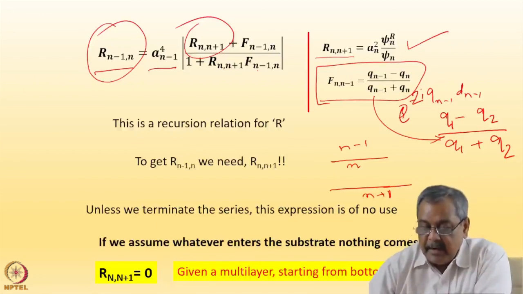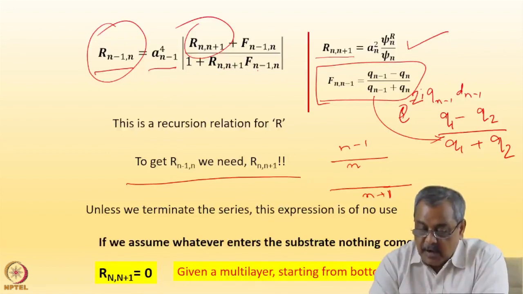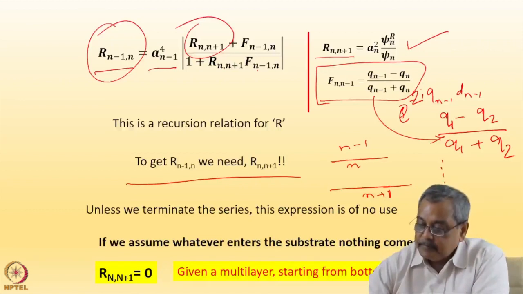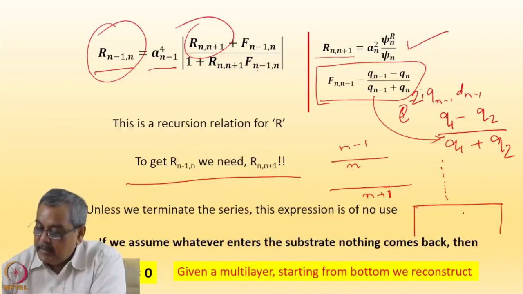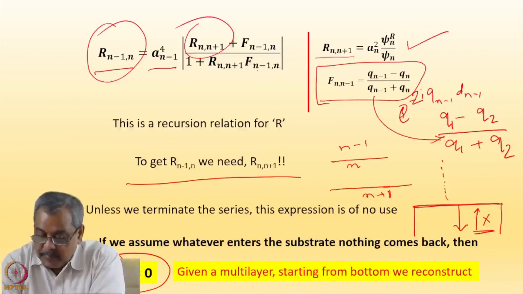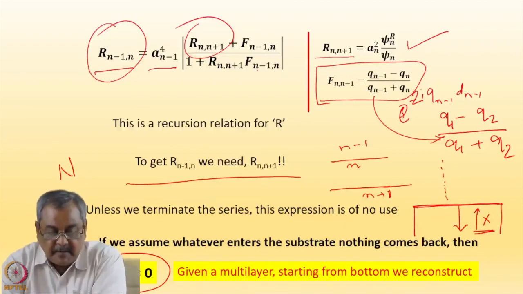And Parratt made an excellent assumption, to terminate this. What was assumed by Parratt, and even today we do the same thing, is that whatever enters the substrate, nothing comes back. It goes out from the bottom of the substrate. That means with your film going deep, you have a substrate which is very thick, and whatever enters the substrate, nothing goes back. That means at this interface, I consider r_{n,n+1} equal to 0. I get nothing back from the bottom of the substrate. Here n is the last layer, the nth layer, and then the substrate. Whatever goes inside the substrate, nothing comes back.